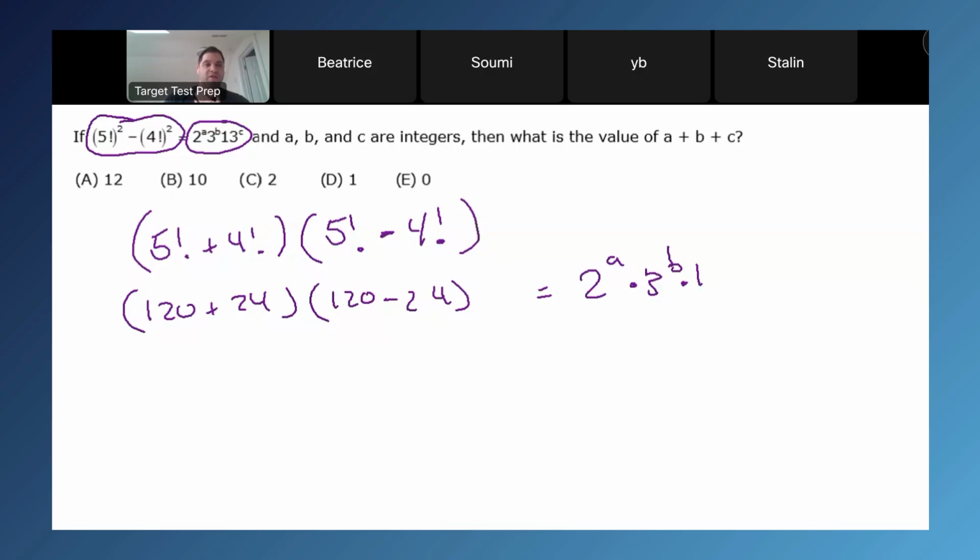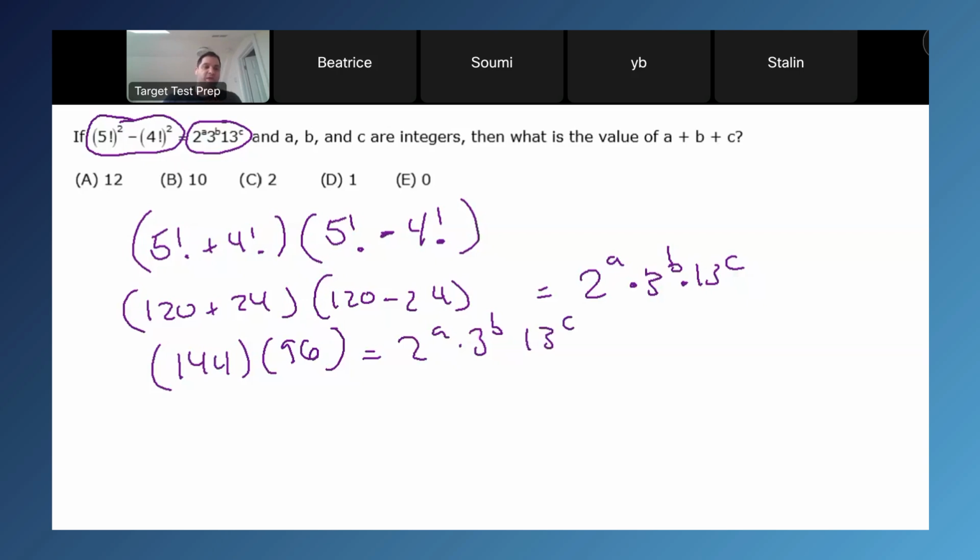So then you have 3 to the B, 13 to the C, so you have 144 times 96. Oops, hold on, this pen tool's pretty annoying sometimes. Times 96, and then equals 2 to the A times 3 to the B times 13 to the C. You should recognize pretty quickly that there's going to be no 13s here. You can tell that 144 and 96 aren't going to have a multiple of 13. But even if you didn't, you'll get there through prime factorization.